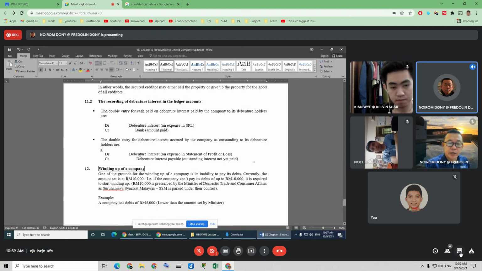So we debit debenture interest, we credit debenture interest payable. So this is a liability, because it is not paid yet, but we already provide for it, we allocate it. So this will be in the current liabilities.